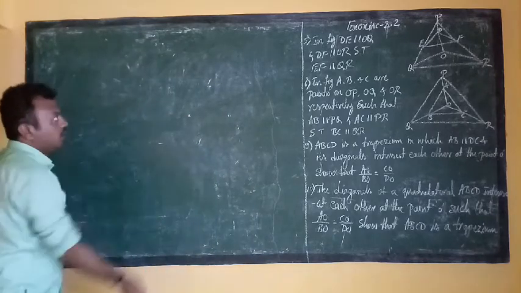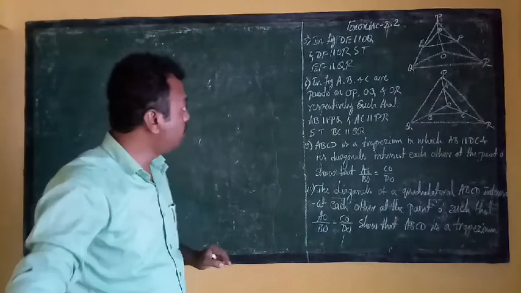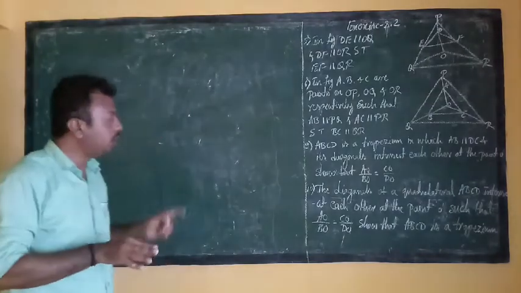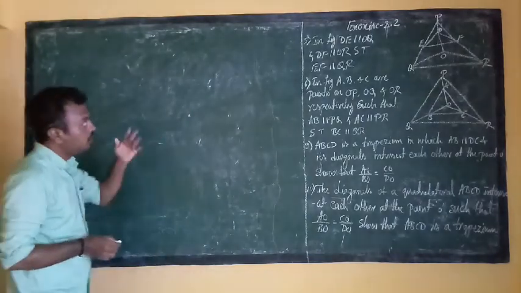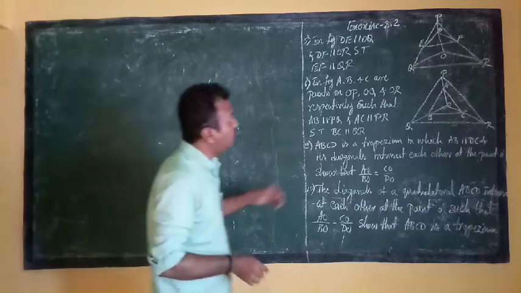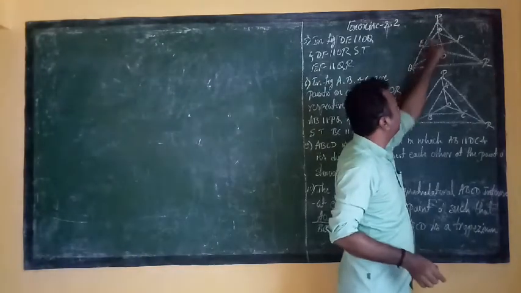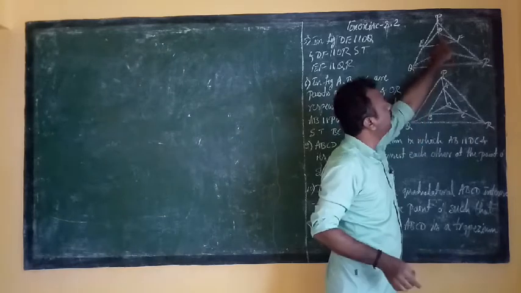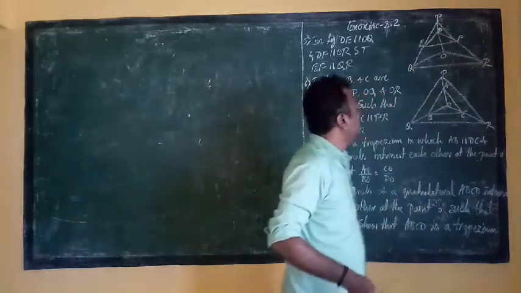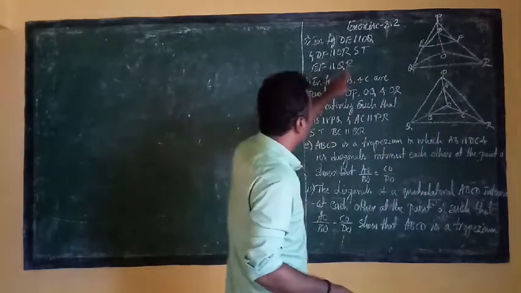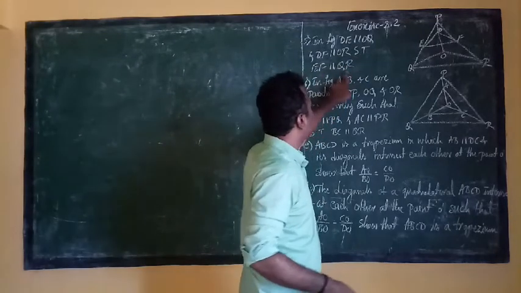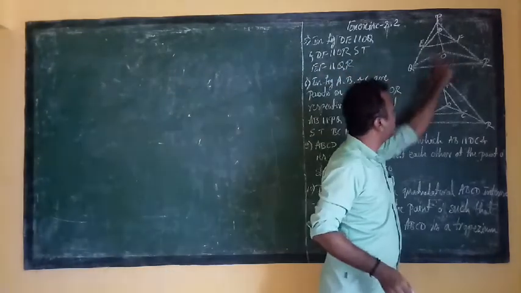Yes students, now exercise 2.2, question five. Up to the fourth is already over in the previous classes. So fifth: in the figure, DE is parallel to OQ and DF is parallel to OR. Show that EF is parallel to QR. That means EF is parallel to QR.